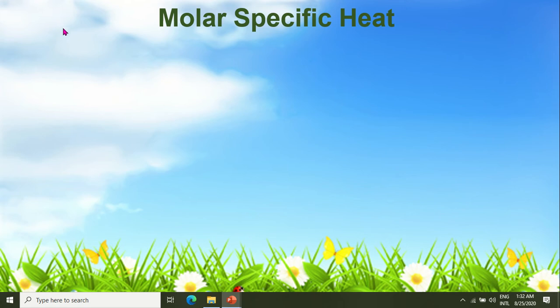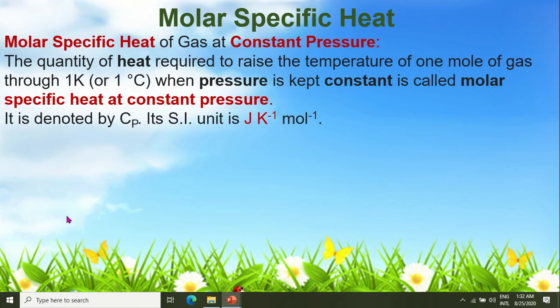Molar specific heat at constant pressure. The quantity of heat required to raise the temperature of 1 mole of gas by 1 Kelvin or 1 degree Celsius when pressure is kept constant is called molar specific heat at constant pressure, and it is denoted by Cp, and its SI unit is joule per Kelvin per mole.